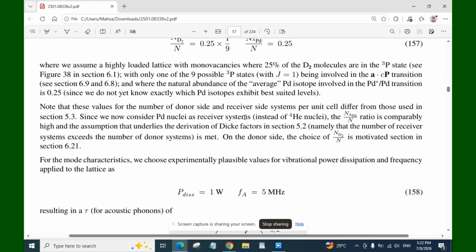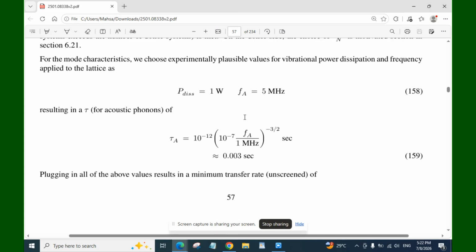For the phonon characteristics, we choose experimentally plausible values for the vibrational power dissipation and frequency applied to the lattice as P dissipation is equal to 1 watt, FR is equal to 5 megahertz, resulting in a tau for acoustic phonons of tau is equal to 10 to the power of minus 12 multiplied by 10 to the power of minus 7, FR divided by 1 megahertz to the power of minus 3 divided by 2 seconds is equal to 0.003 seconds.